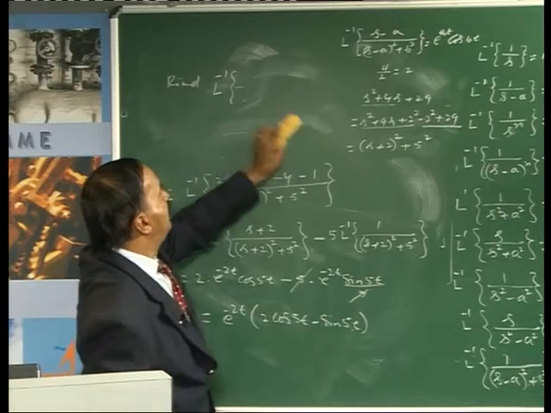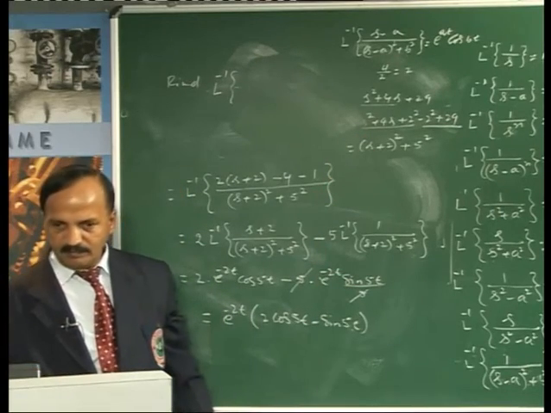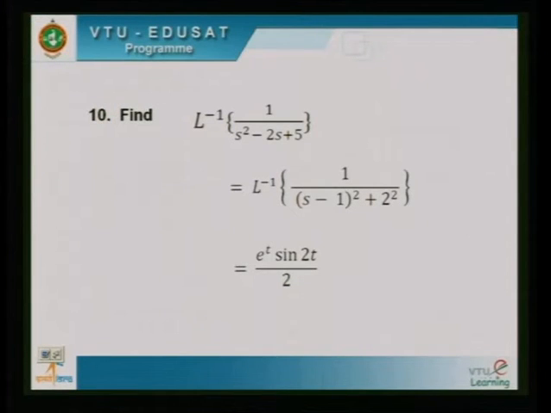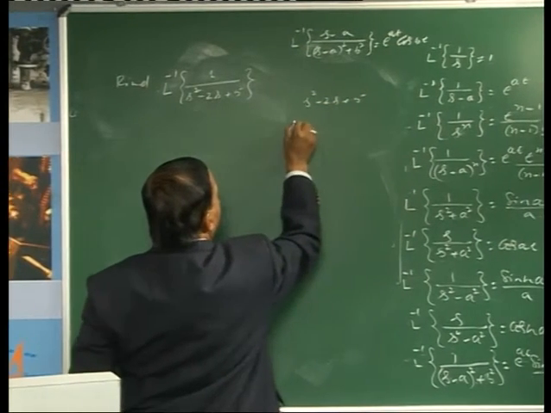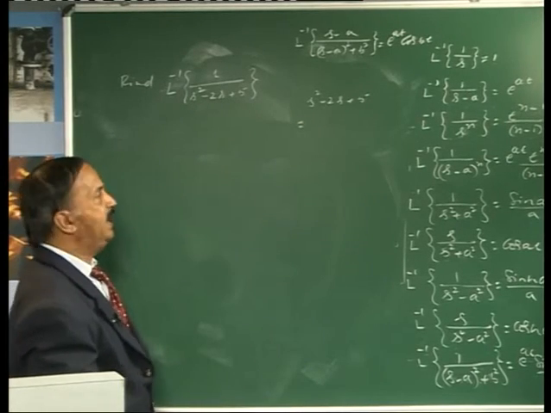Next example, find L inverse of 1 by s square minus 2s plus 5. So s square minus 2s plus 5 equal to, by completing the square method here again.